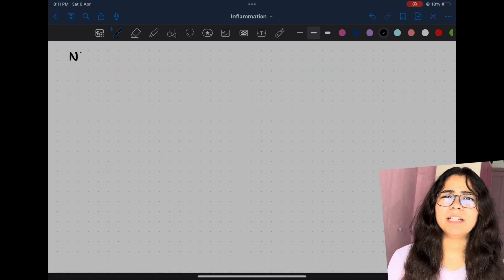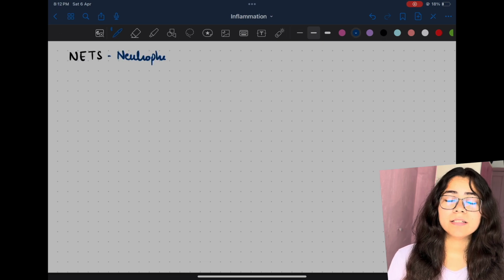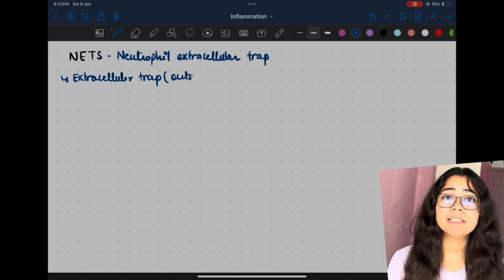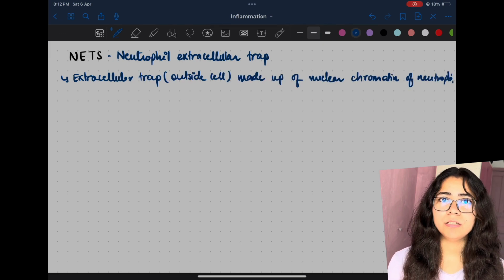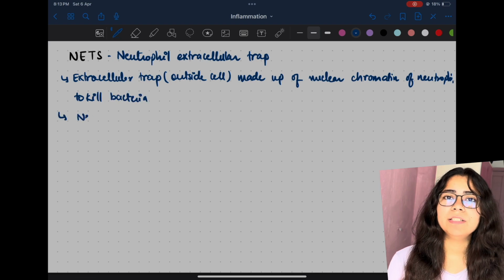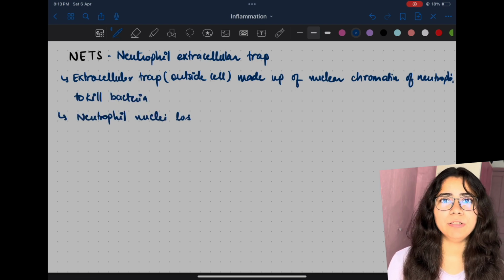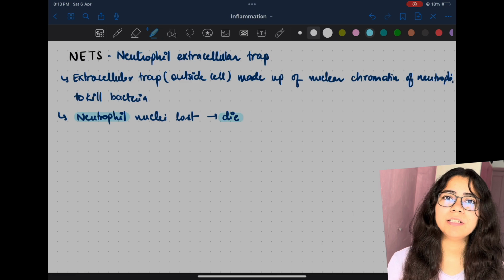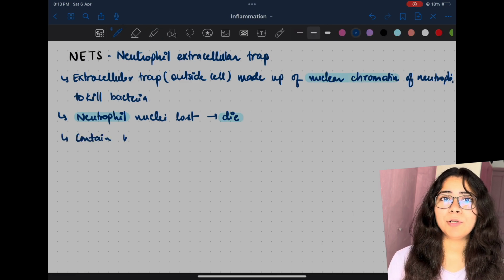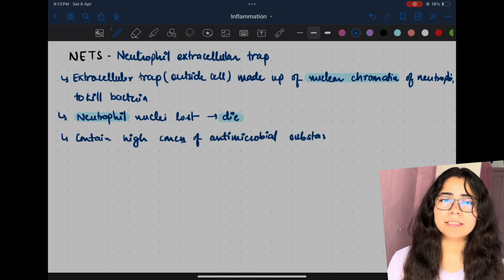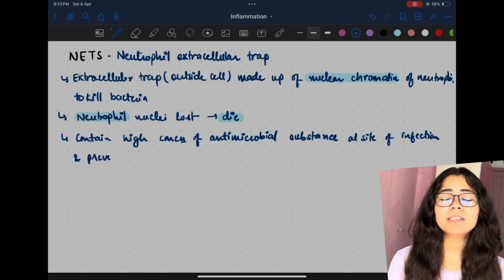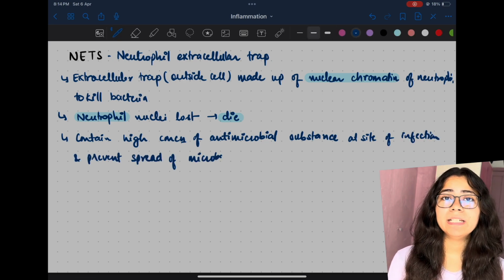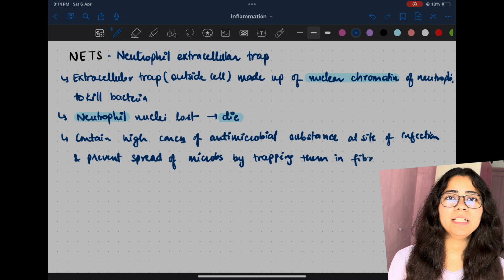And there is some other type of killing also, like NETs, that is neutrophil extracellular traps. As the name says itself, it is an extracellular trap made up of nuclear chromatin of neutrophil to kill bacteria. And in this, obviously the nucleus of the neutrophil will be lost, and as the neutrophil loses it, it will die. NET contains a high amount of antimicrobial substance at the site of infection and prevents the spread of microbe by trapping them inside the fibrils and finally killing them.